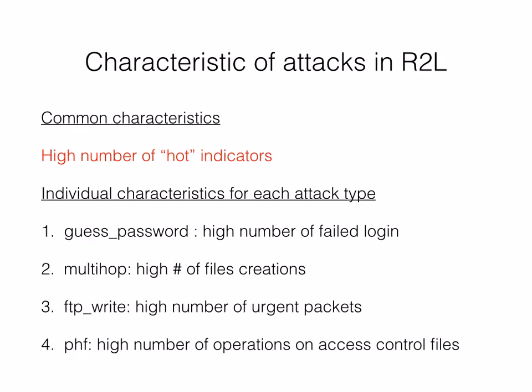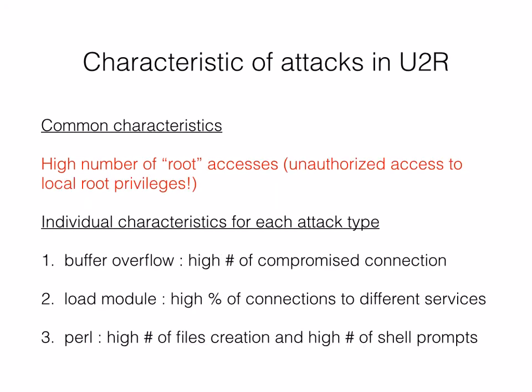And R2L is like guessing passwords. They try to guess all of them, because it's brute force to guess your password, so you have a high number of failed logins. So it's not about rate. Maybe the rate is also low, but it's much more focused on a high number of failed logins. And multihop has a high number of file creations. And U2R has a high number of root accesses, because they want unauthorized access to local privilege.